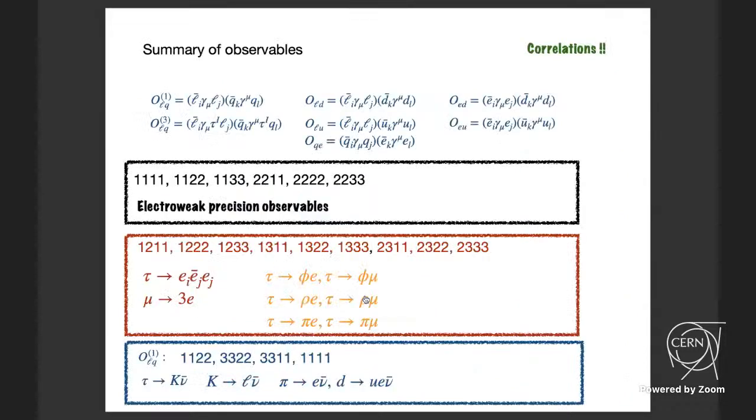Okay, so now this is a summary of observables. We have these 7 semi-electronic operators. If they are quark flavor conserving, they enter in electroweak precision observables. If they violate lepton flavor and conserve quark flavor, they can contribute to LFV purely leptonic decays or LFV hadronic decays. And this operator can also mix with LQ3 and contribute to the charged current decays.